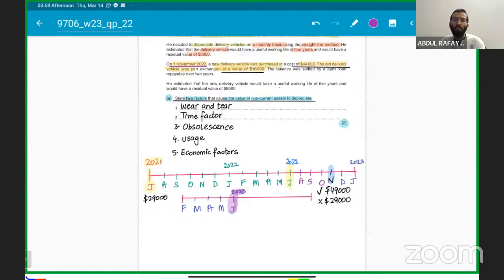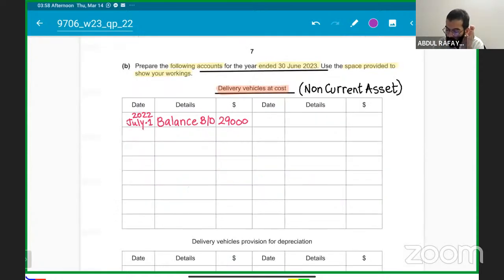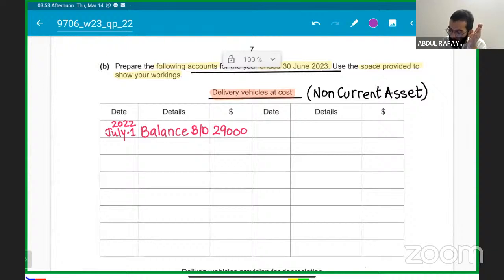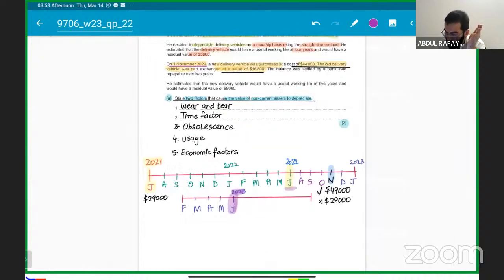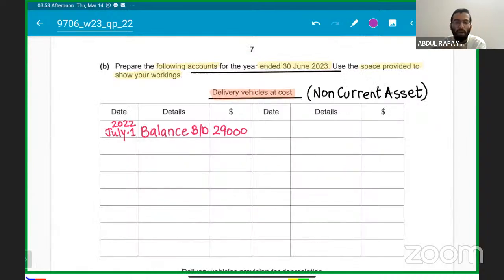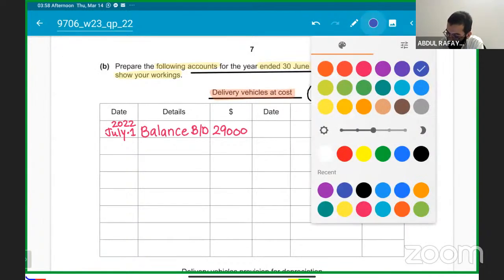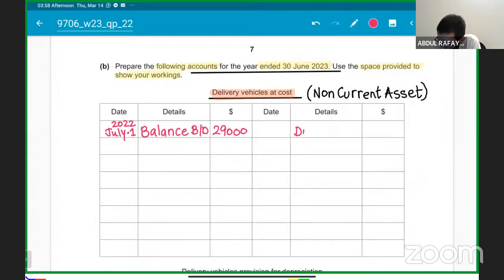We need to understand that vehicle A, which was purchased in 2021, will still be available at the start of 2022. That vehicle will still be available at the 2022 start. That is why I have written that the balance brought down is $29,000. But this vehicle will be disposed of during this year, so there will be a disposal written here.